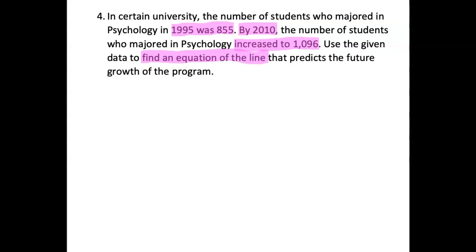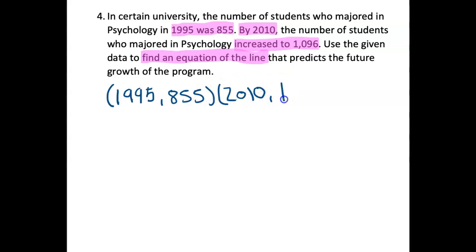You notice it was just like the previous example. We were given 2 points. The year 1995, the number of graduates was 855. And then the year 2010, the number of graduates was 1,096. Using the 2 points, we first need to find the slope, so then we can write the equation of the line. So following the same procedure that we did in the previous example.